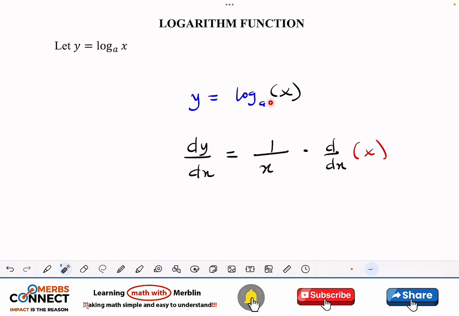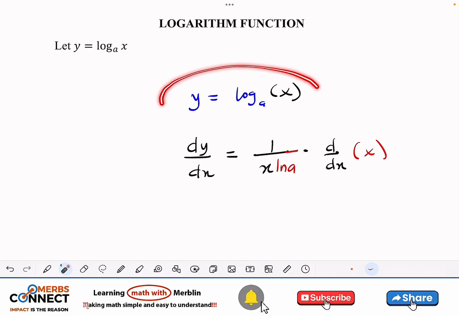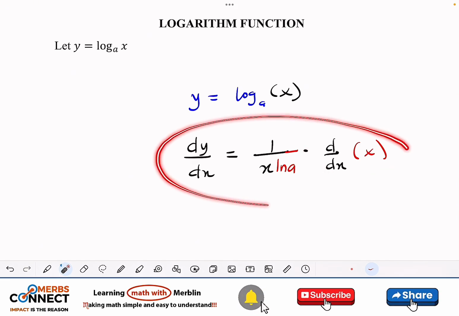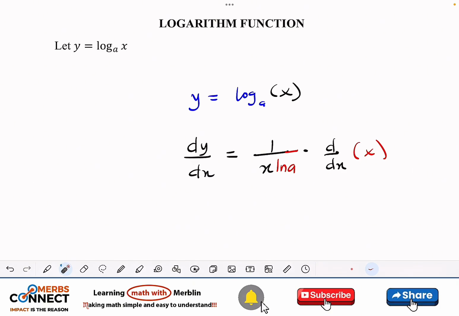But this guy here is having base a, so we need to make use of the base a. So this is kind of modifying. We want to modify the denominator here by adding the natural log of a. So when I want to differentiate the log function, it is 1 divided by what is inside the parenthesis times the natural log of the base, times the derivative of what is inside the parenthesis. If you know this algorithm, you'll be okay to differentiate all log functions. So that is how we differentiate the log function.